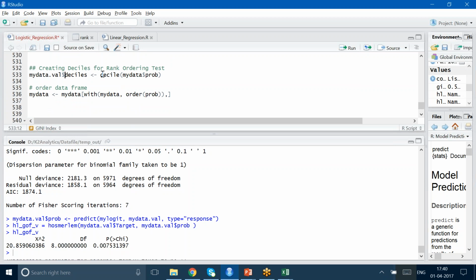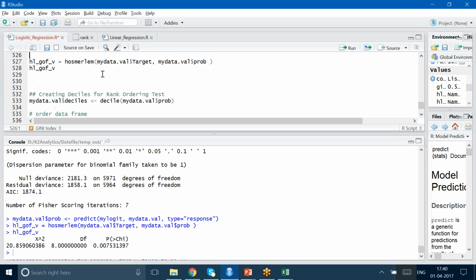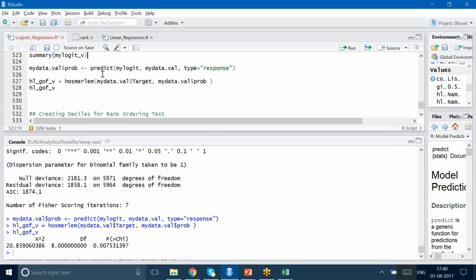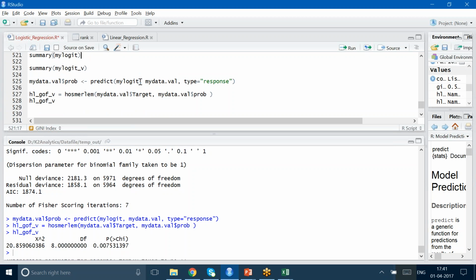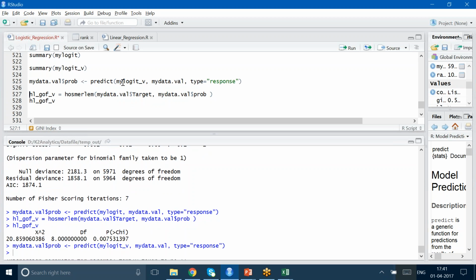Val. Using the validation probabilities. Have I computed the probabilities? Wait, I computed the probability based upon the MyLogit model, right? Let me compute this probability based upon the validation model, MyLogit underscore V. Okay, let us compute the probability based upon that.